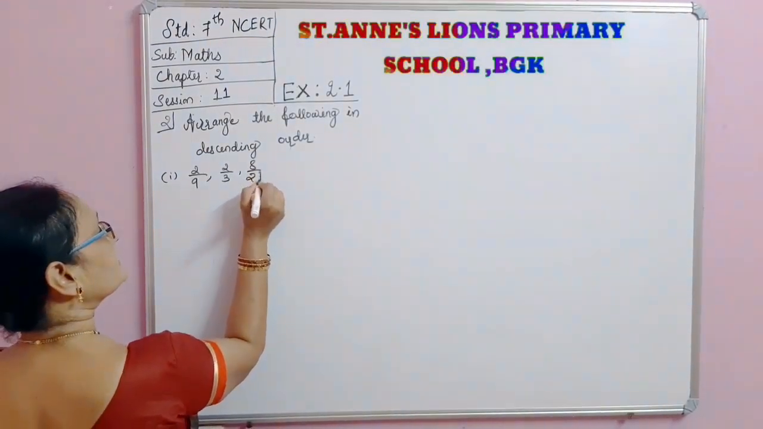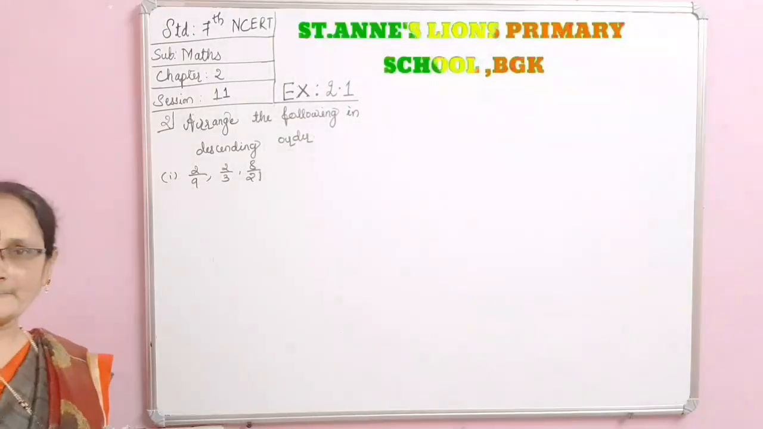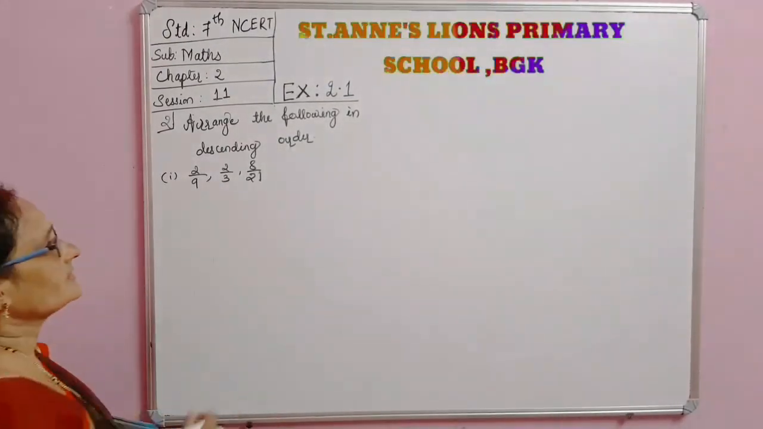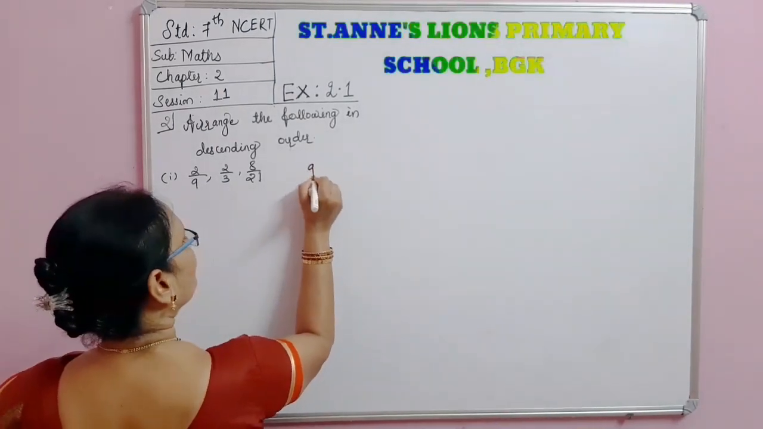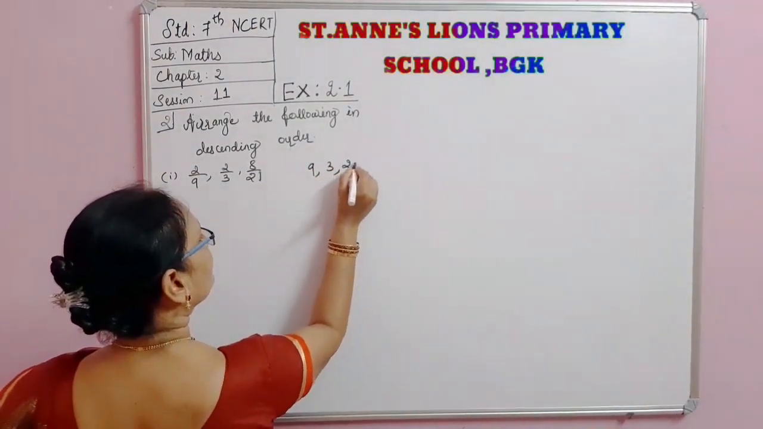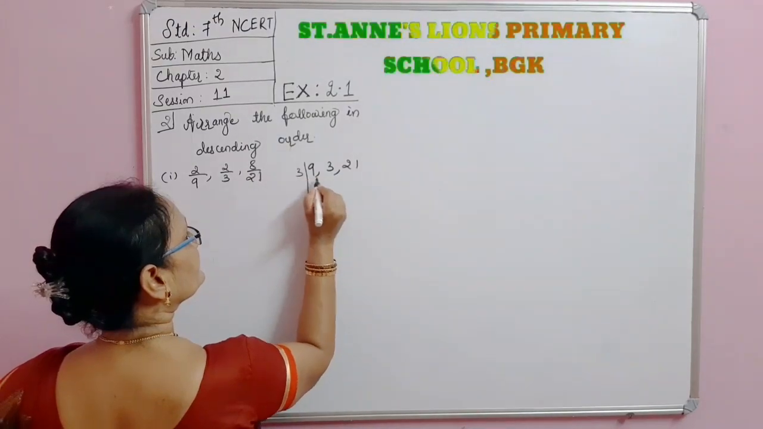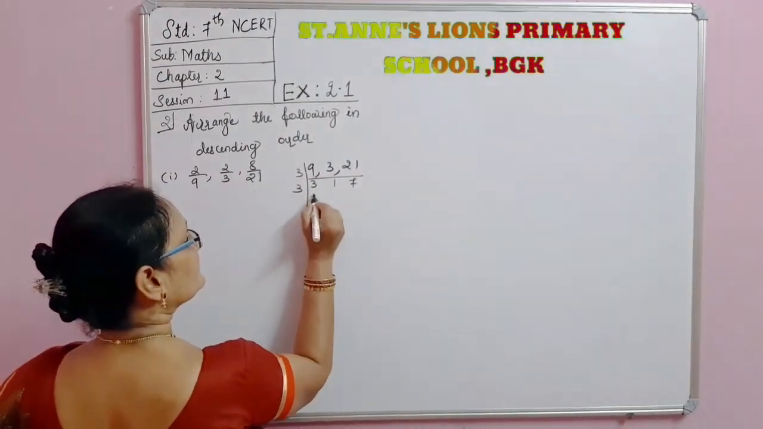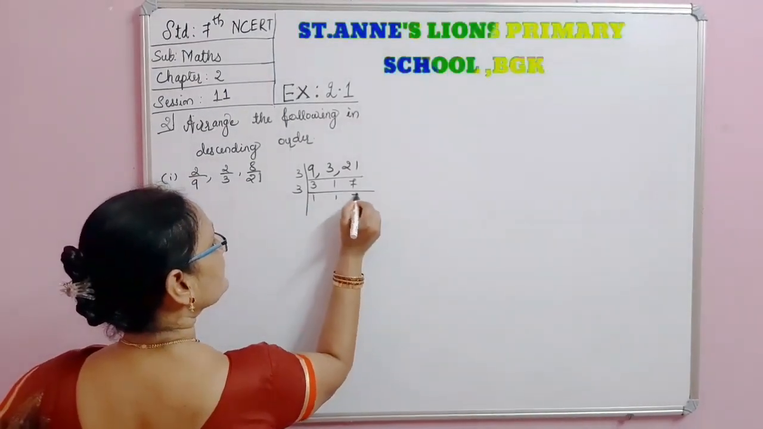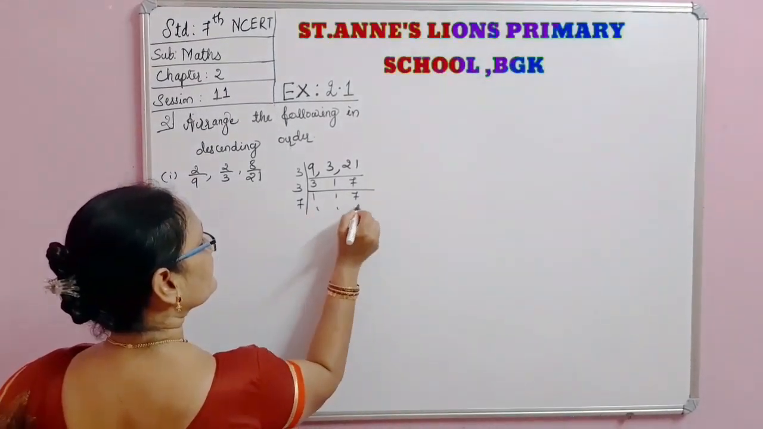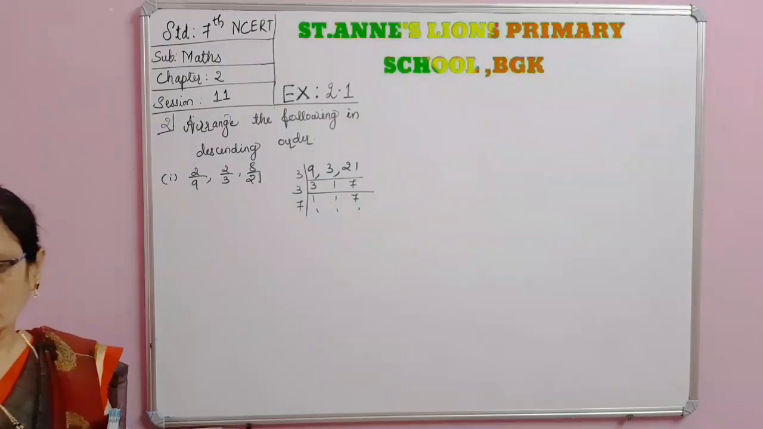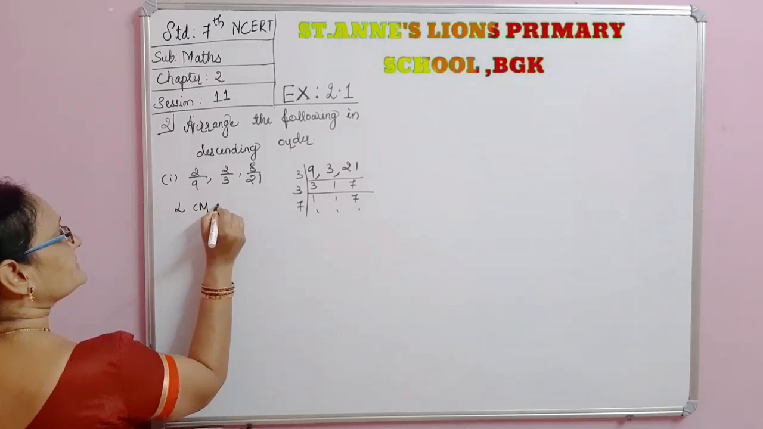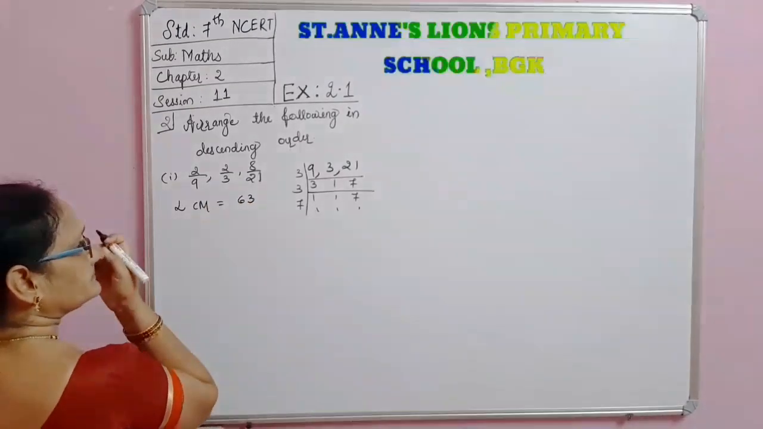How to write these in descending order? First we have to take the LCM of these three. First we will take here the LCM of 9, 3, 21. 3 3s are 3, 1s, 3 7s are 3, 1s, 1 as it is, 7. So 7 1s are 7, 3s are 21, 21 3s are 63 is the LCM. LCM is equal to 63.